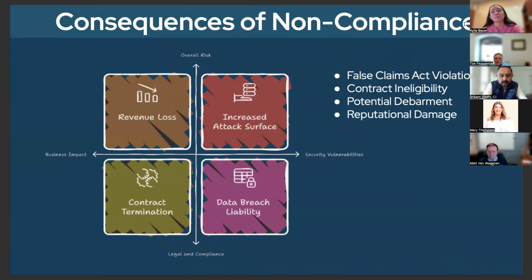So at this point, I'm going to pass off a lot of the heavy lifting here to Sri and to Ken. But Ken, I know we talked about this yesterday. Yeah. Consequences of non-compliance is important.